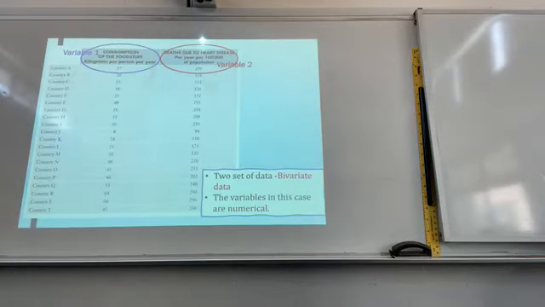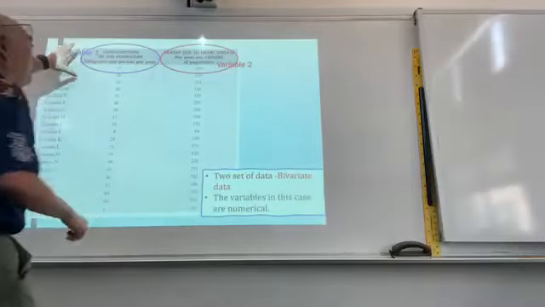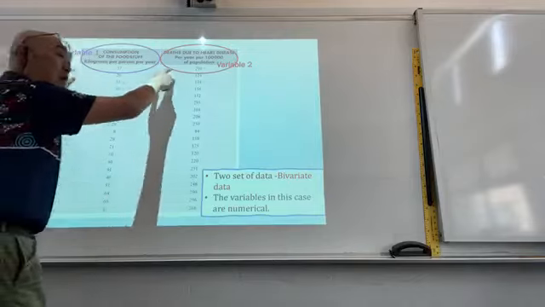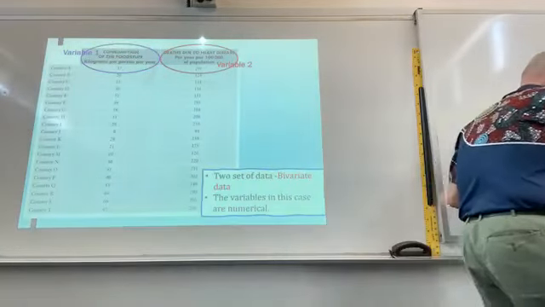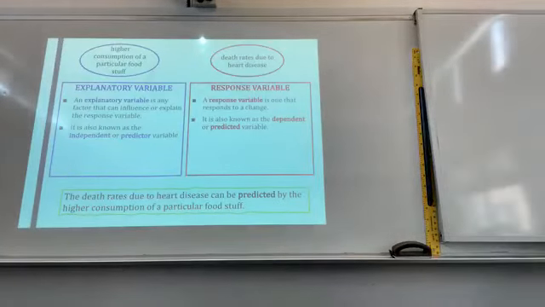All right, now we need to think about the variable. We've got two sets of data, bivariate data. And in this case, the variables are numerical. We've got variable 1 and variable 2. All right, yesterday we talked about explanatory and response variable. So let's revisit this again. Why did I say the high consumption of a particular foodstuff is explanatory variable? Why did I say death rates due to heart disease is response?